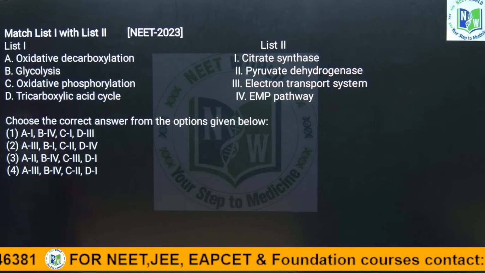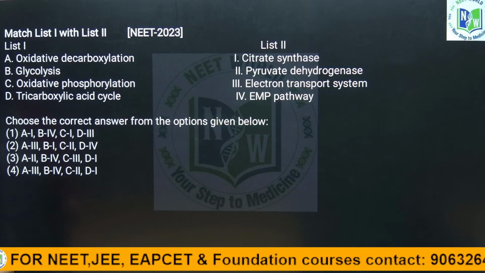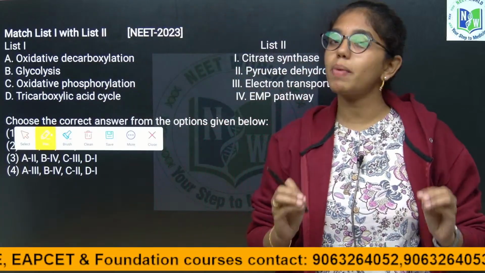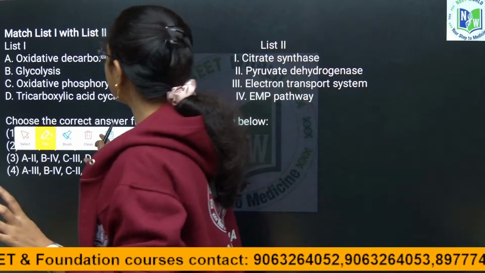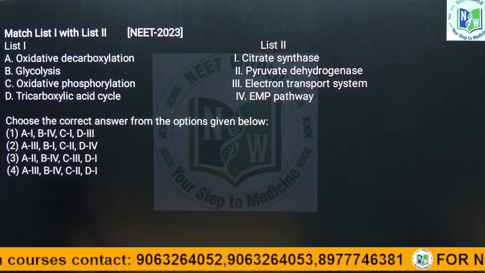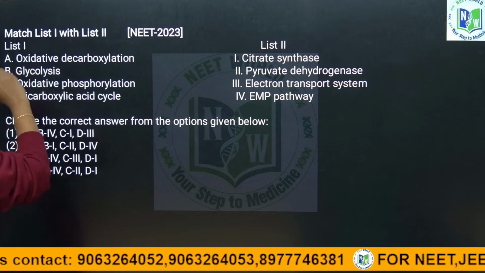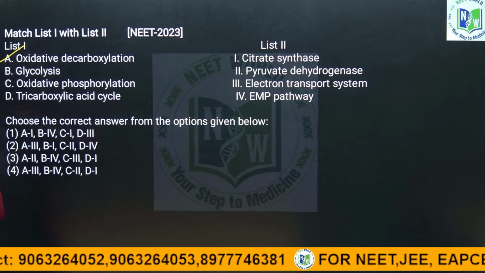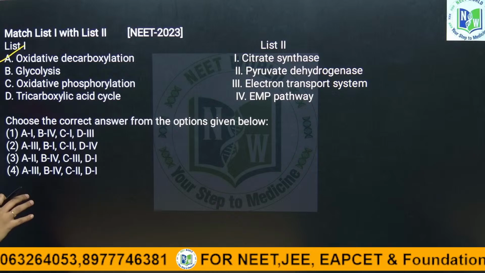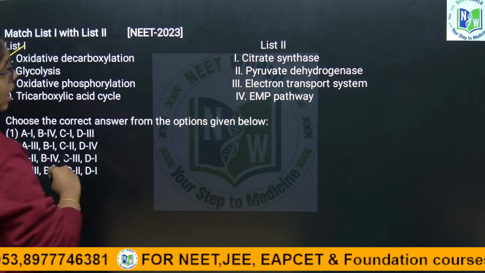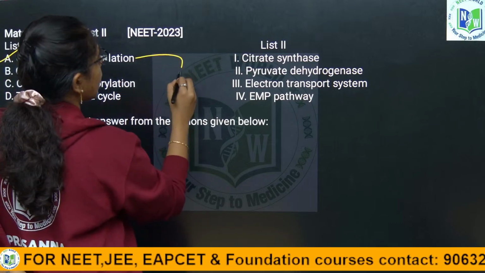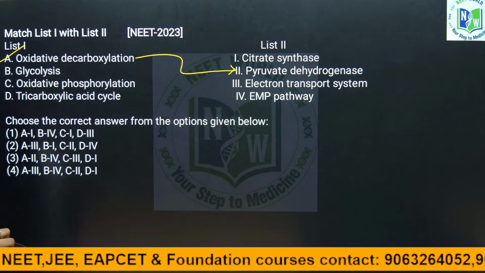Next, again a match the following type of question. In respiration in plants, many a time the question pattern is match the following. So practice most of the match the following questions from this chapter. That is my advice. Again, if you see oxidative decarboxylation, in list A he has given some processes, in list B he has given the enzymes. Oxidative decarboxylation includes the enzyme pyruvate dehydrogenase.